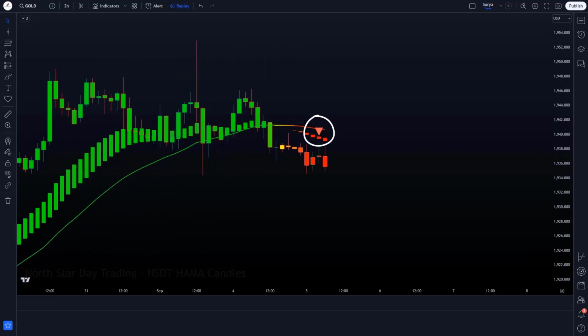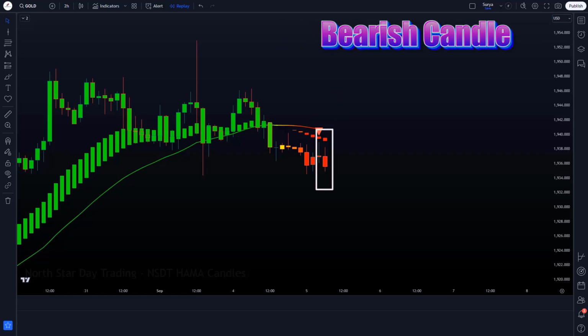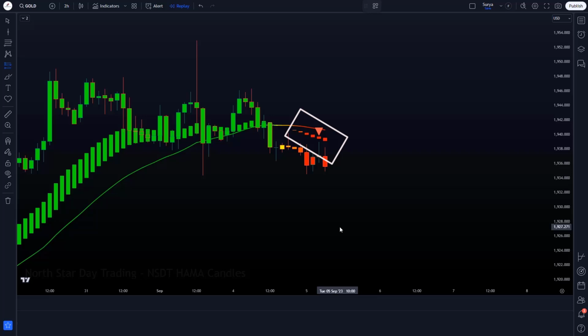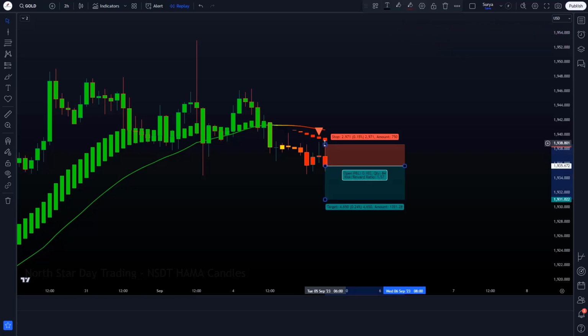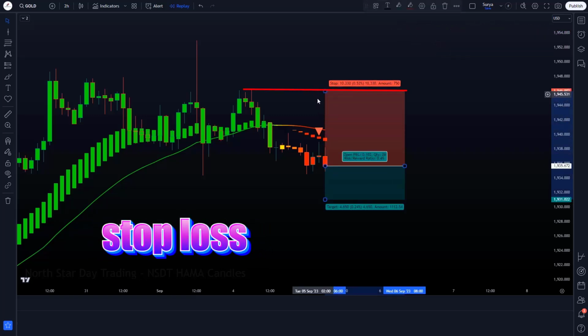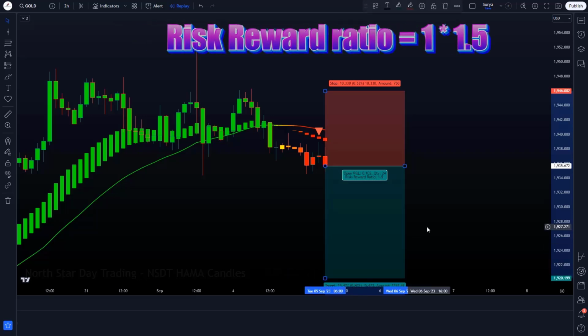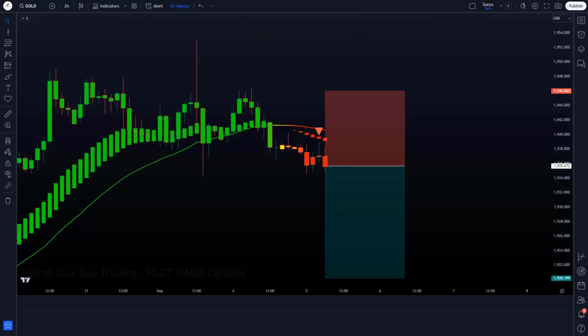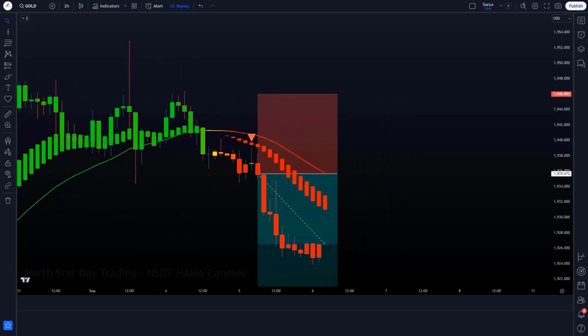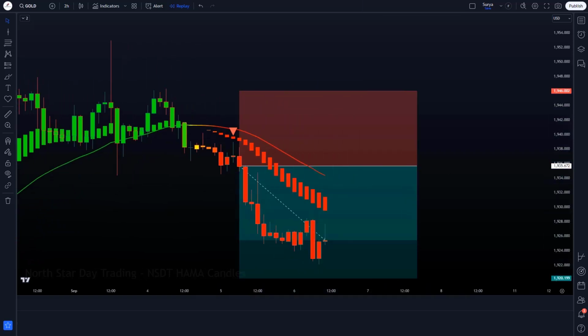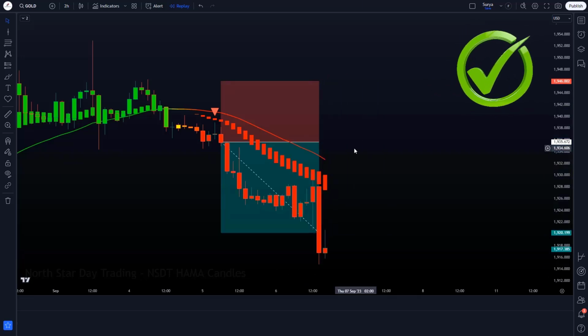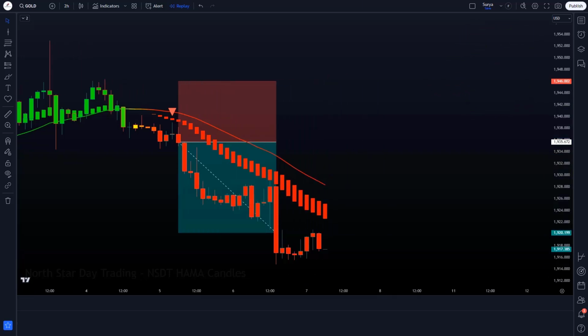When the Jack's Beginner Strategy Indicator has given a sell signal, when the market forms a bearish candle, and the NSDT Hama Candles indicator forms a red candle, if this condition is met, we will take a sell order. Our stop loss is to be placed at the previous high of the market, and the risk-to-reward ratio will be 1 to 1.5. Let's see what happens to our trade. Our trade is running in profit. We have won the trade. Let's find the next signal.